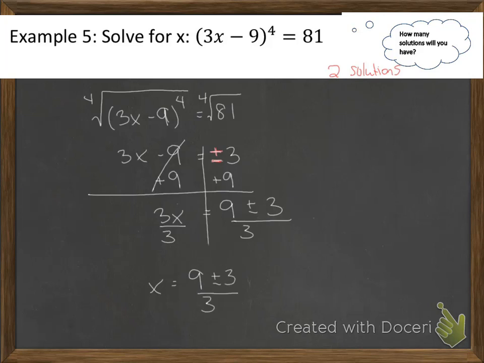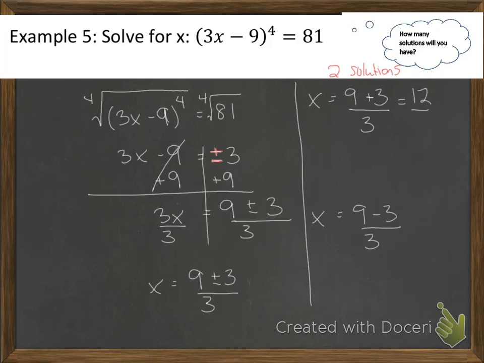Okay, so at this point we want to separate him out, right? So we're going to have the plus solution, which is 9 plus 3 over 3, and we're going to have the minus solution. So that's 9 minus 3 over 3. Well, 9 plus 3 is 12. 12 over 3 is 4. So one solution is x equals 4.